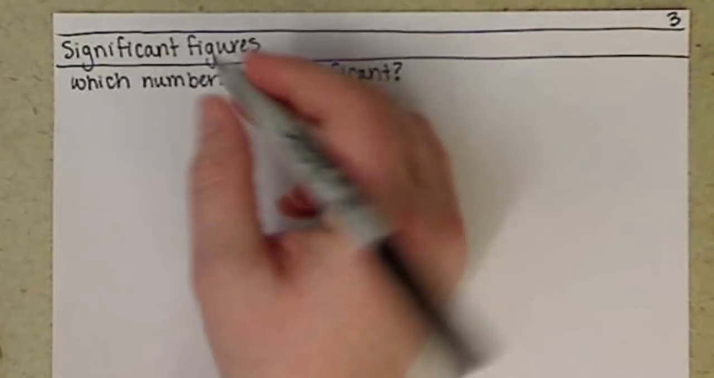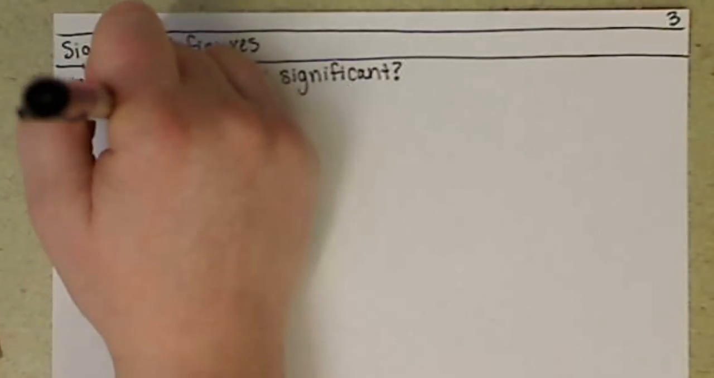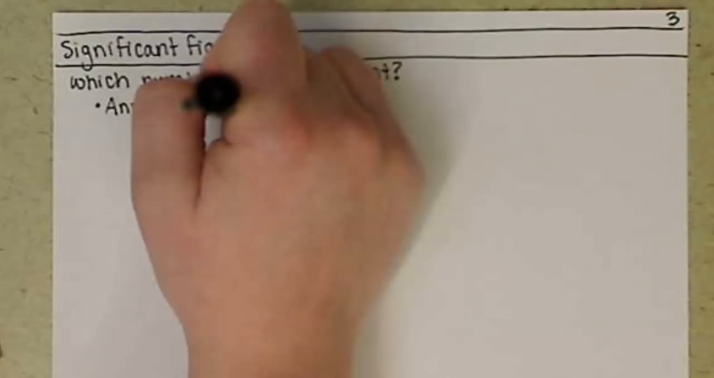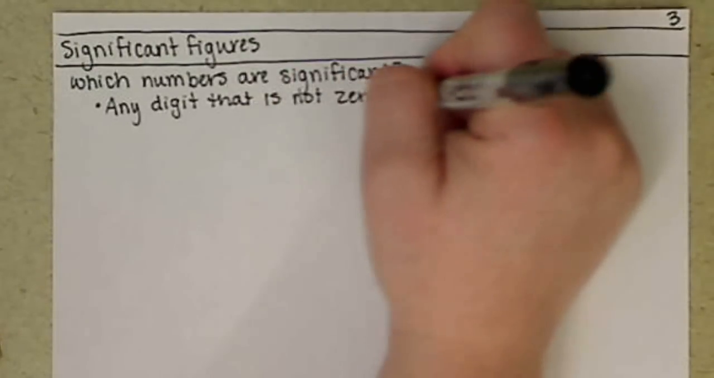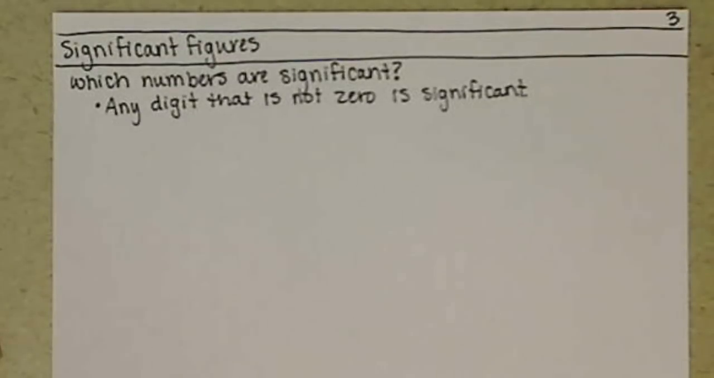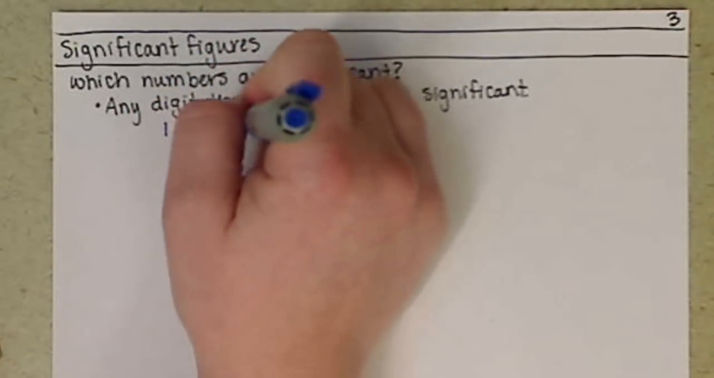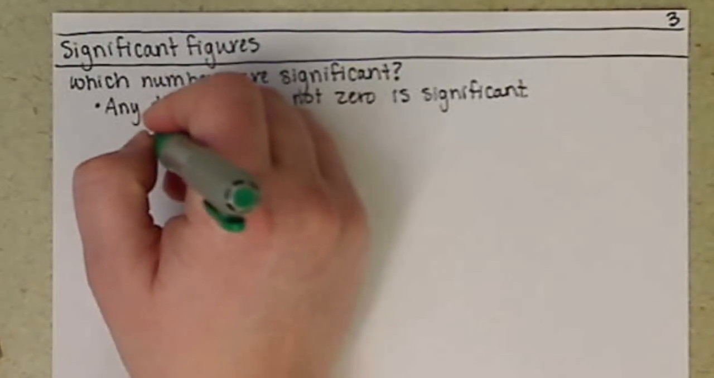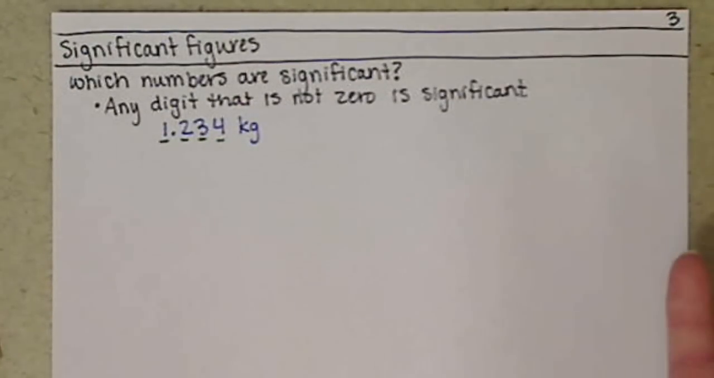All right, so our rules for which numbers are significant. Our first one is any digit that is not 0 is significant. So if we say we have 1.234 kilograms, the 1, the 2, the 3, and the 4 are all significant.